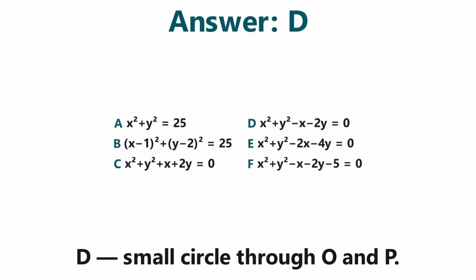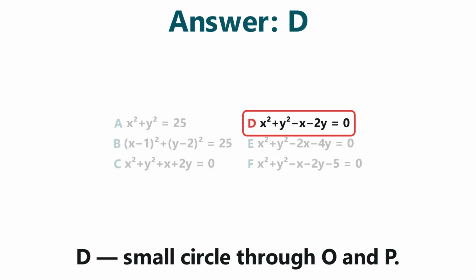Option D, x² + y² − x − 2y = 0. That's our answer. Options A and B, those are the large circle and a circle centred at P. So the answer is D.